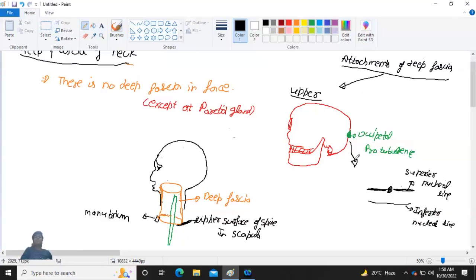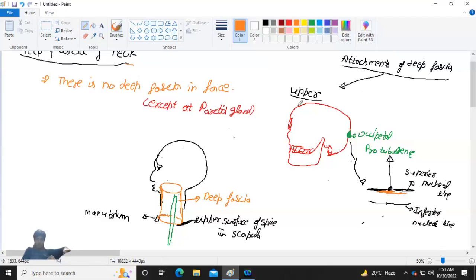This is the occipital region of the skull, from behind. It has one protuberance called occipital protuberance. So these are the three things present on the occipital posterior region of the skull. So this fascia is attached like this. Occipital protuberance, then superior nuchal line. From here it turns up to the mastoid process. This is the mastoid process in the skull.